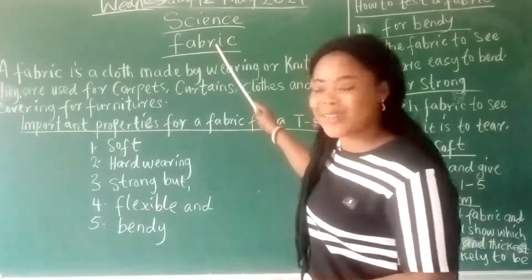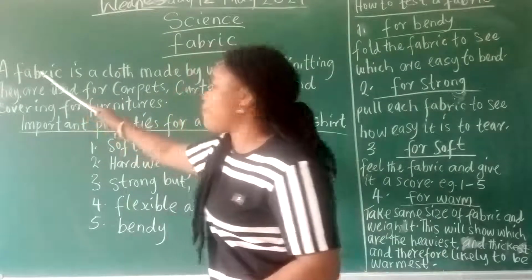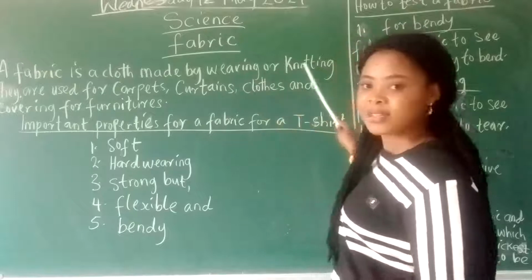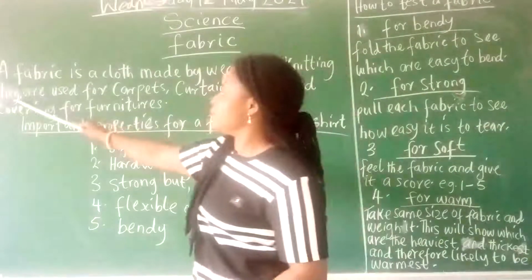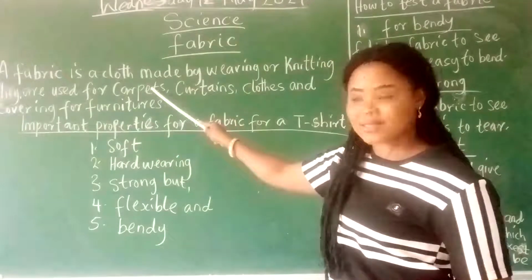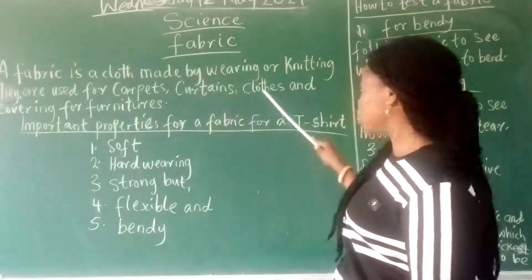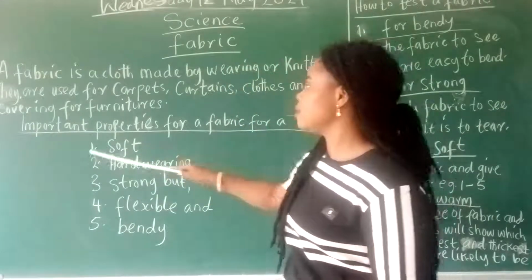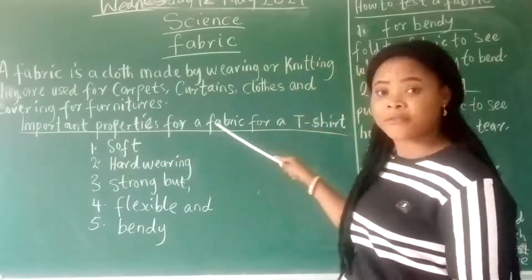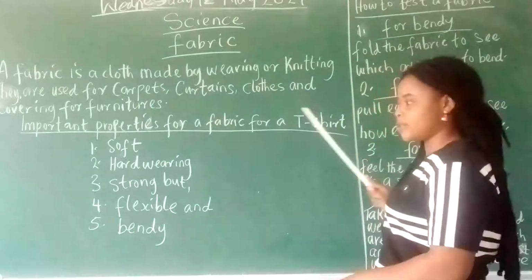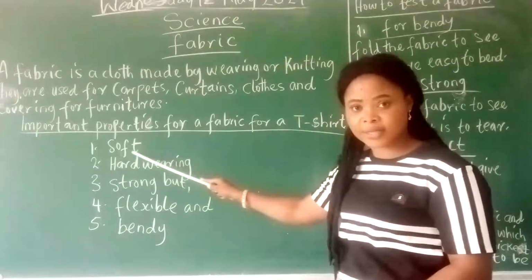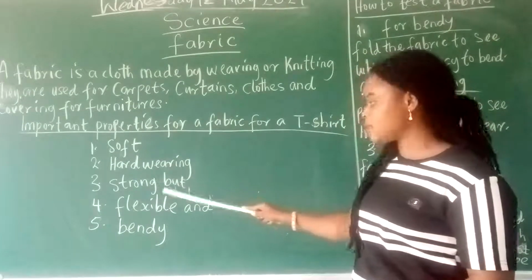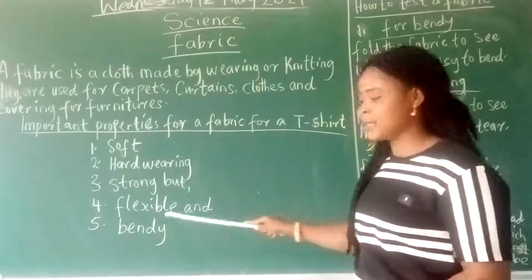So let's read through. Fabric. A fabric is a cloth made by weaving or knitting. They are used for carpets, curtains, clothes, and covering for furniture. Important properties for a fabric for a t-shirt: one, soft, hard wearing, strong but flexible, and bendy.